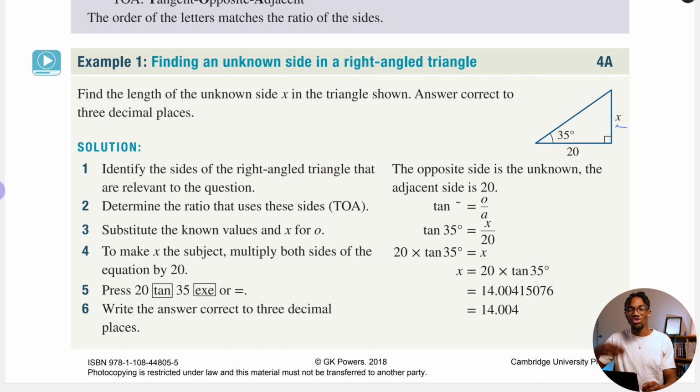So when you're doing this, you've got to keep asking yourself why. Does this make sense? Right. So identify the sides in the triangle that are relevant for the question. The answers say opposite side is unknown and adjacent side is 20. What if I don't know what adjacent and opposite is? I don't just continue on with the question. I have a look and see if I can figure out what that is, right? Understanding each step, laying those train tracks down.